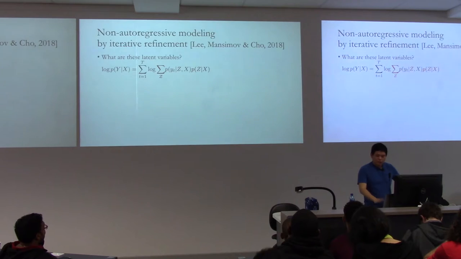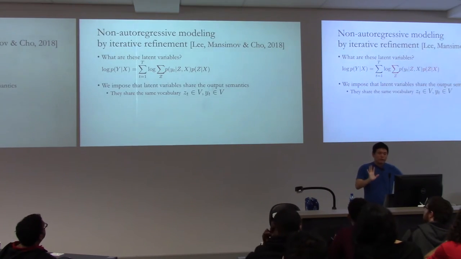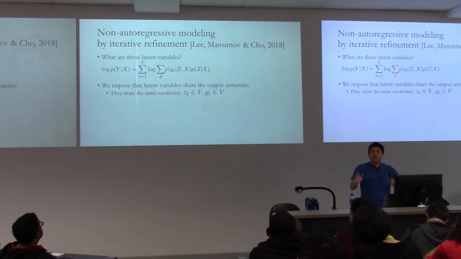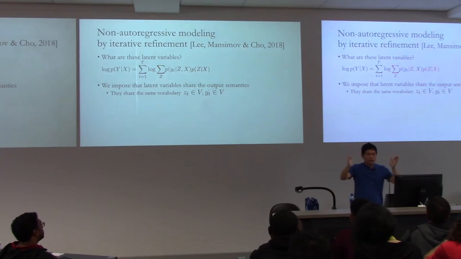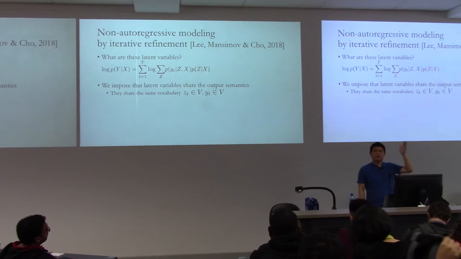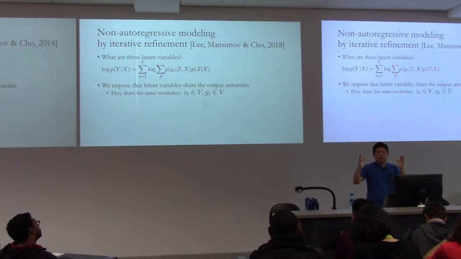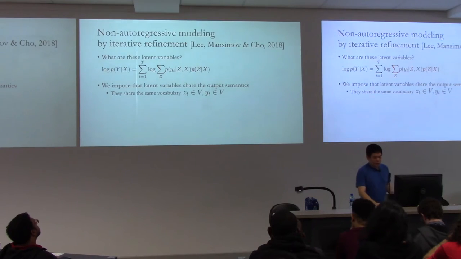So what we're going to do is the very same thing, but first we impose that the latent variables share the output semantics. That is, we're going to make the latent sequence a sequence of tokens, and the tokens are from the same target vocabulary. And the length is going to be identical to the target side, the gold standard translation during training.